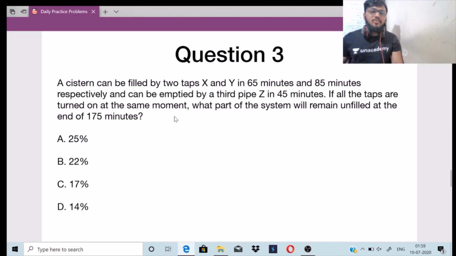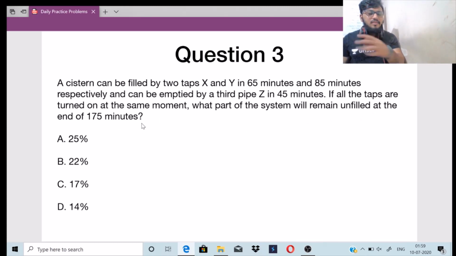A cistern can be filled by two pipes x and y in 65 minutes and 85 minutes respectively, and this same can be emptied by a third pipe in 45 minutes. If all the taps are turned on at the same moment, what part of the system will remain unfilled at the end of 175 minutes?